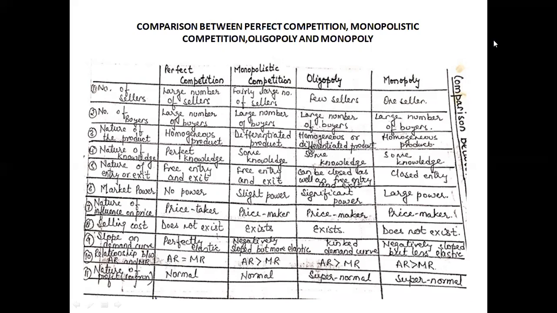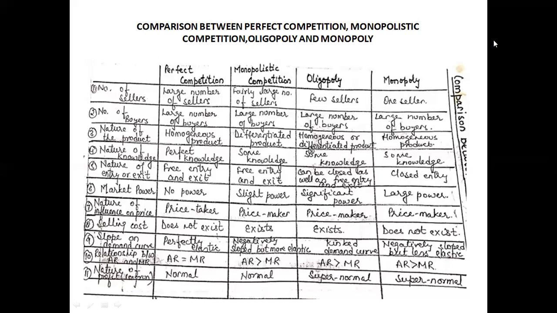In monopoly, homogeneous product is there. Then on the basis of nature of competition, in perfect competition, perfect knowledge is there. In monopolistic competition, some knowledge is there. In oligopoly also some knowledge is there, and in monopoly also some knowledge is there.